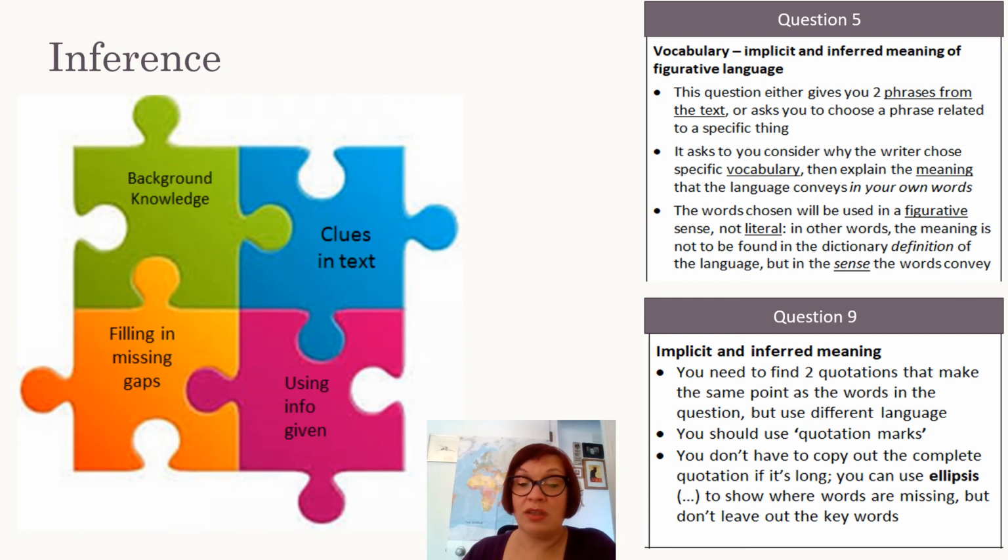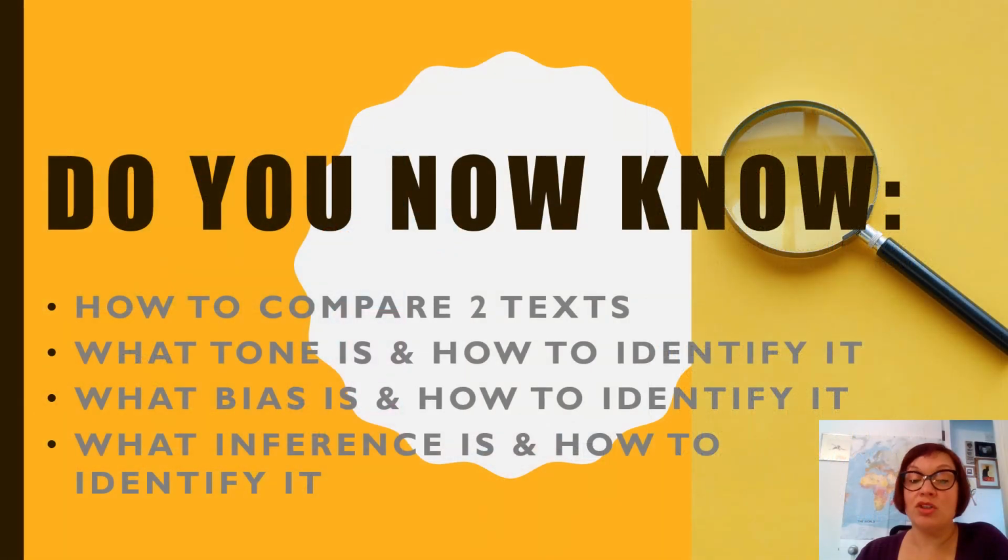So again, as we said before, inference is based on background knowledge of the writer, clues in the text, filling in the missing gaps, and then using the given information. Now you should know how to compare 2 texts, what tone is and how to identify it, what bias is and how to identify it, and what inference is and how to identify it. And if you don't know, go back and check that section again until you understand what it is and how to identify it in texts. Good luck.